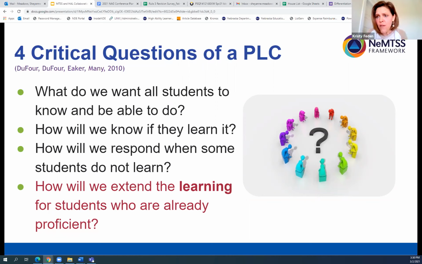How are we going to know if they've learned it? So that's where we get into those discussions about data and about assessments and all of the rich information we have available to support students. How are we going to respond for those kids that didn't learn the content or that don't have those skills that we need? And what we're focusing on this afternoon is this 4th question: how will we extend the learning for students who are already proficient?